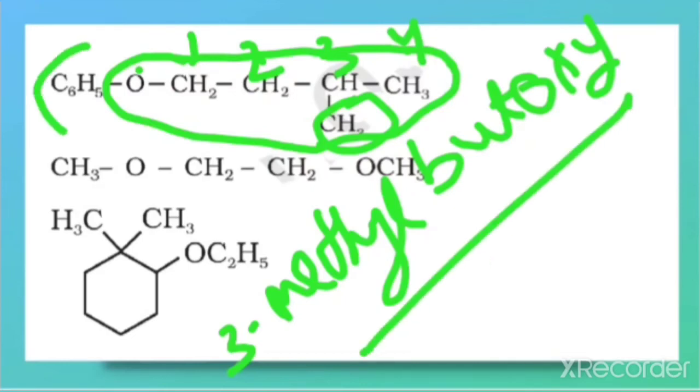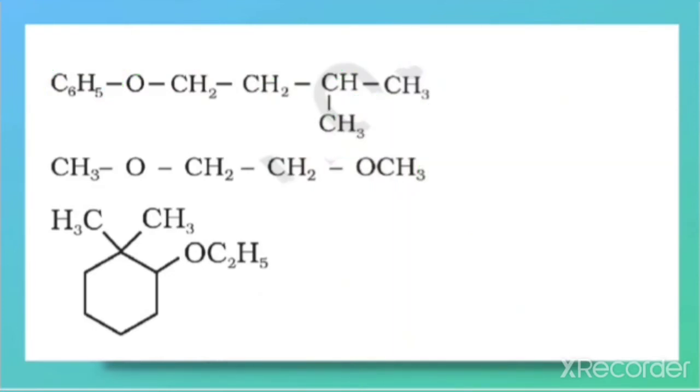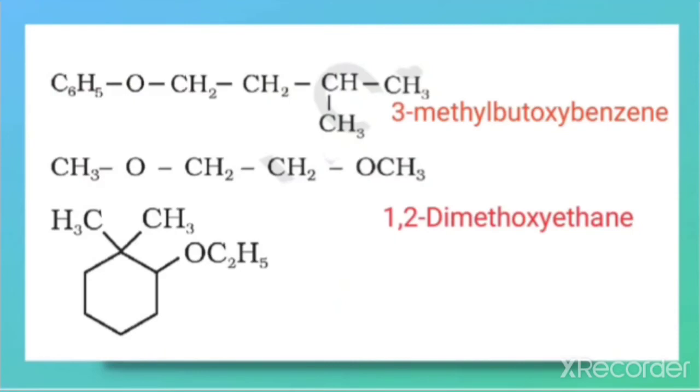And the main chain here is benzene. So how do we name this one? 3-methyl butoxy benzene. This is the right name for this structure. 3-methyl butoxy benzene is the name for this structure.